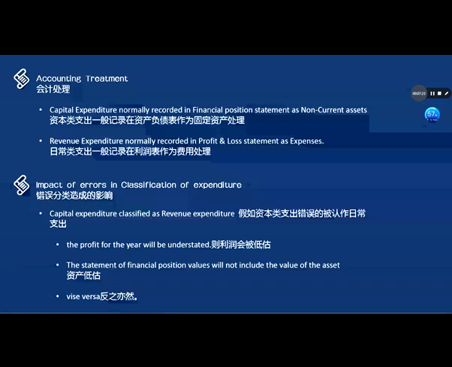And vice versa. If we misclassify revenue expenditure as capital expenditure, the profit will be overstated and the non-current asset will be overstated as well. So it's very important to classify the expenditure right when we do financial statements. We need to classify the expenditures in the right way. So it's very important to know the definition and know how to classify capital expenditure and revenue expenditure.